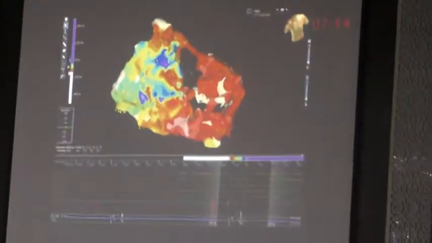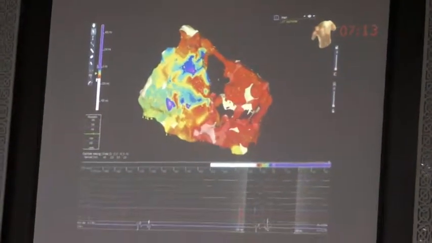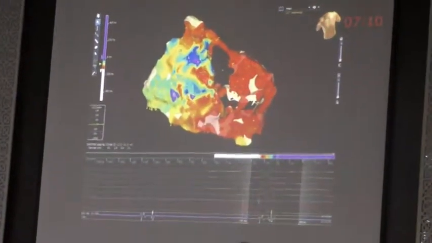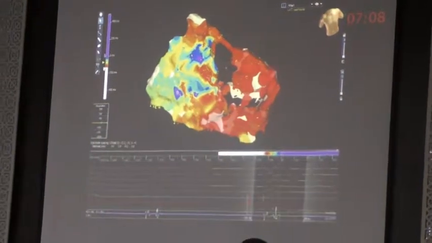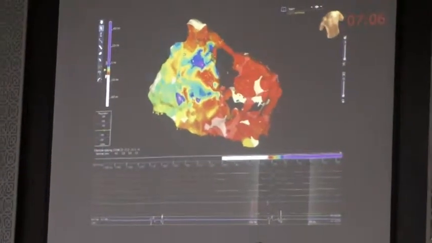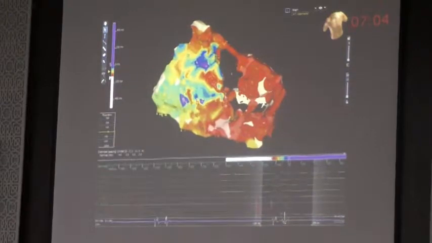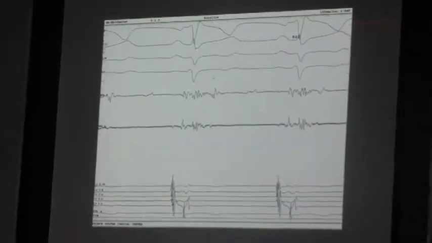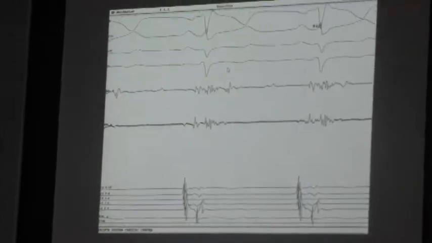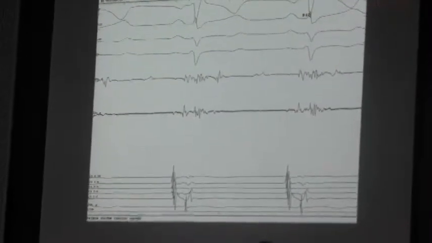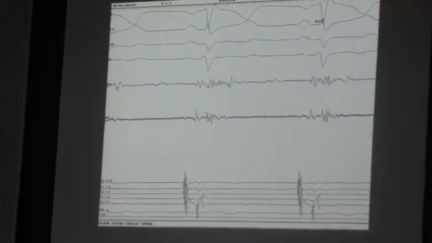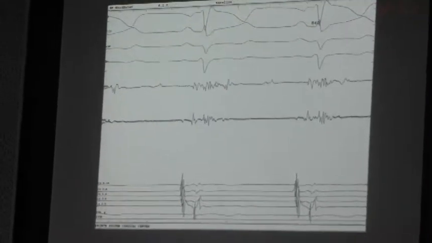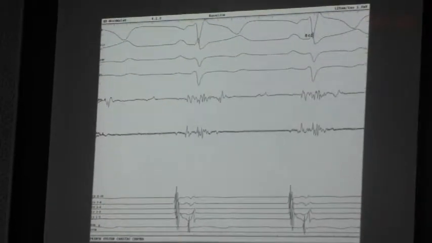And this, in my personal opinion, these locations are consistent with the two types of VT we demonstrated in the EP lab and clinical. So this is an example of the late potential. It is not only fractionation. Late potential has to be fractionated and late when compared to the terminal portion of the QRS complex. So it is fractionated and late.